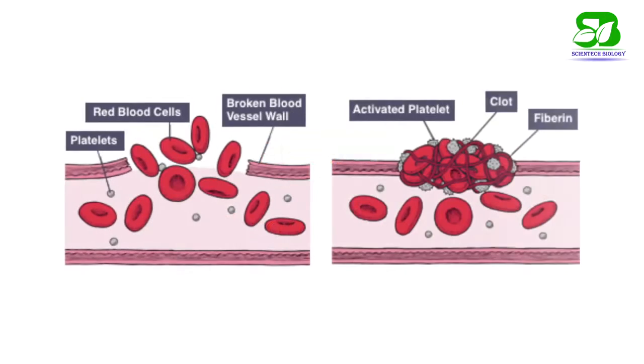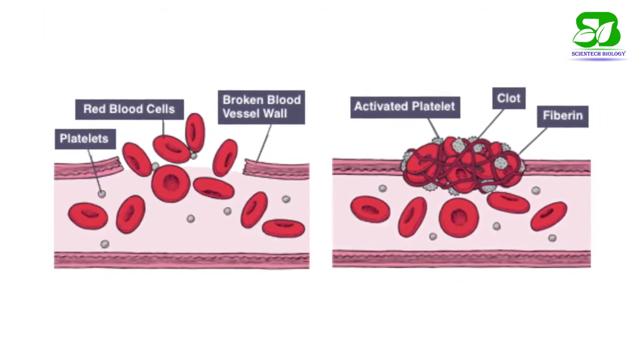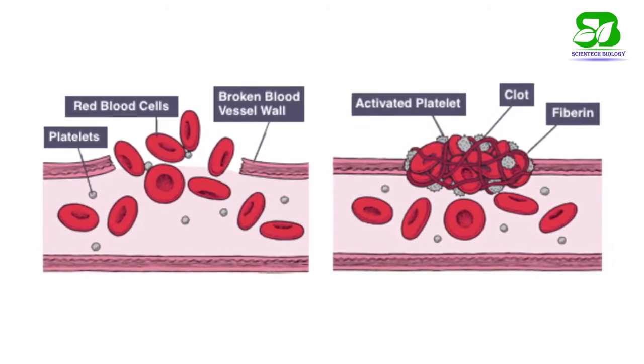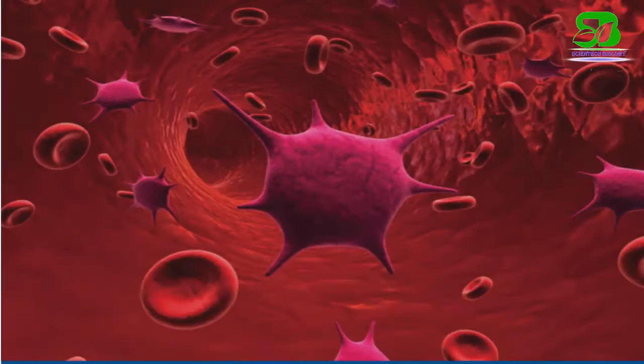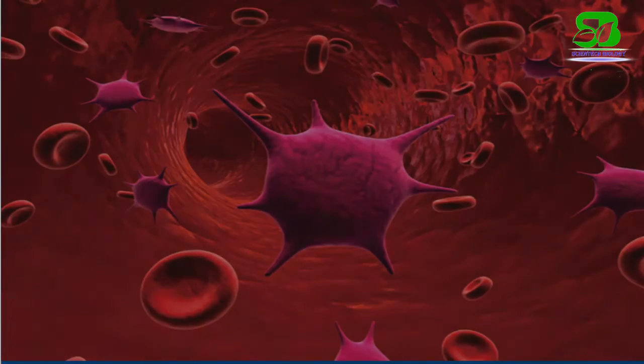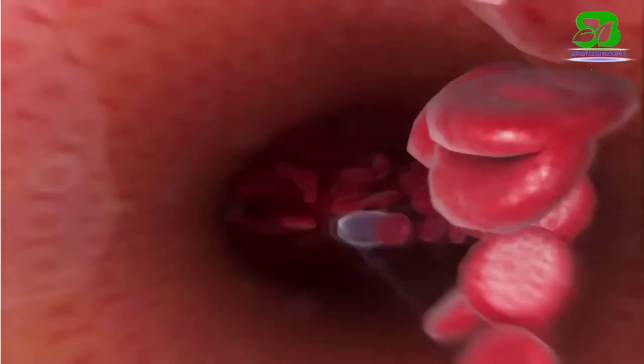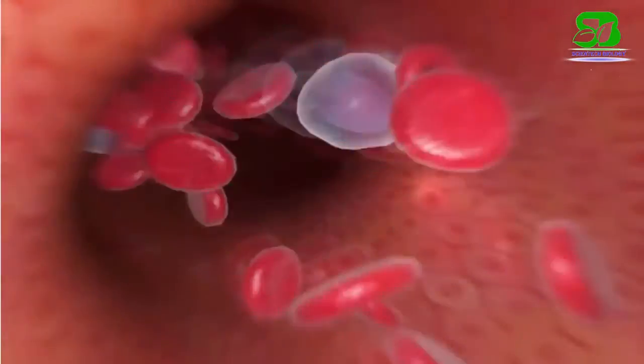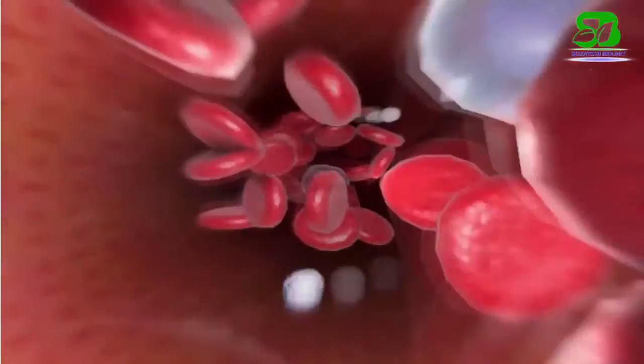Platelets, also called thrombocytes, are the component of blood whose function is to react to bleeding from blood vessel injury. Platelets have no nucleus, and the normal range lies between 1.5 lakh to 4.5 lakh per cubic millimeter of blood. Platelets make up about 2% of blood. Platelets stop blood loss from damaged vessels.